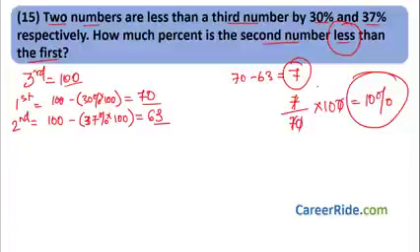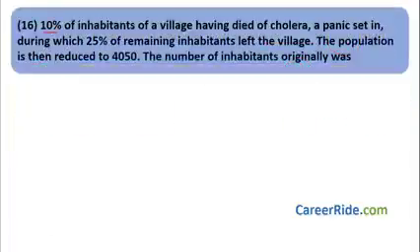Moving to question number 16. 10% of the inhabitants of a village having died of cholera, a panic set in, during which 25% of the remaining inhabitants left the village. The population is then reduced to 4050. The number of inhabitants originally was, okay, again very easy.